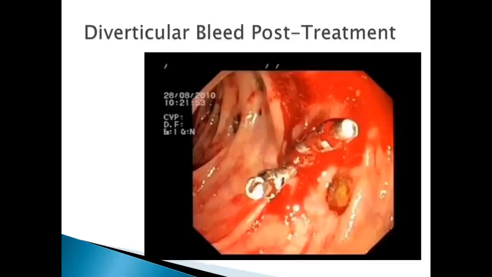And this is what we do if they don't stop. We'll clip at the neck of the diverticulum and stop the artery from bleeding.